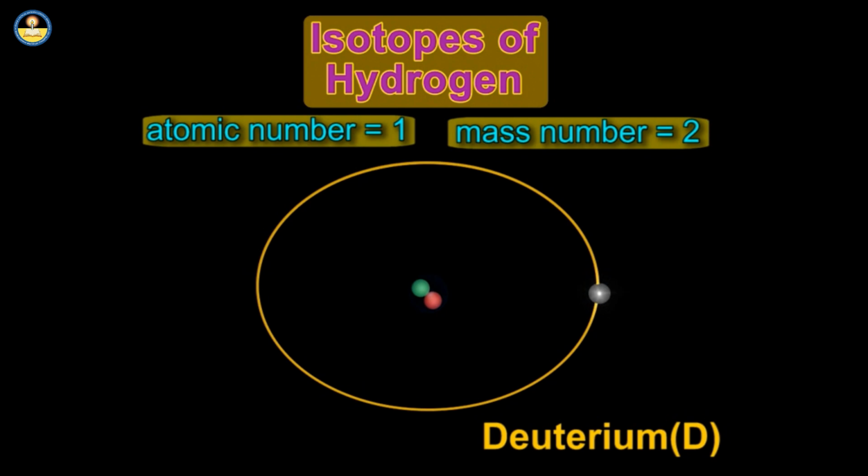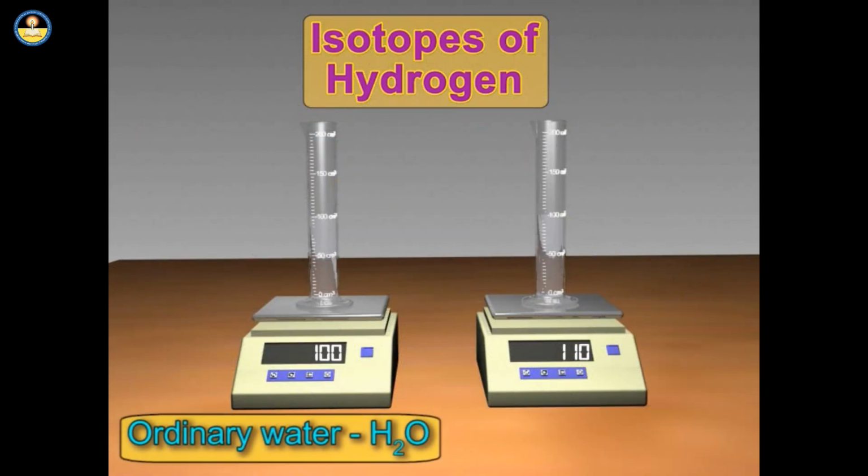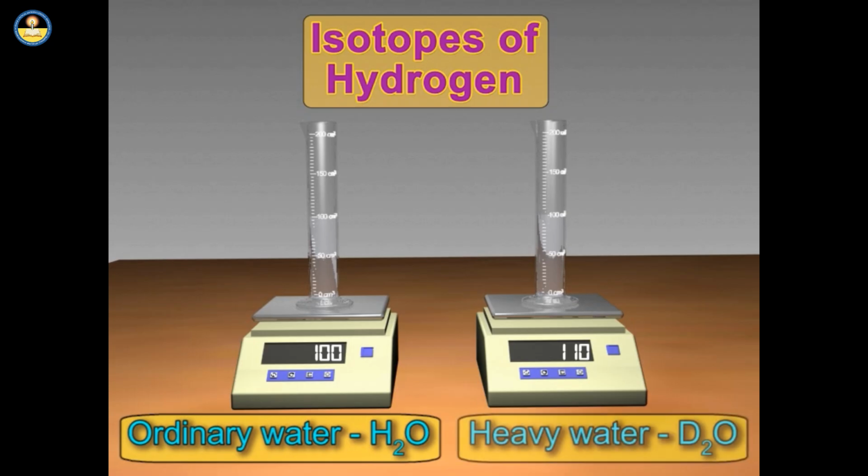Because of the fact that deuterium is twice as heavy as protium, it is called heavy hydrogen. Water containing deuterium is referred to as heavy water. 100 cubic centimeters of water has a mass of 110 grams.